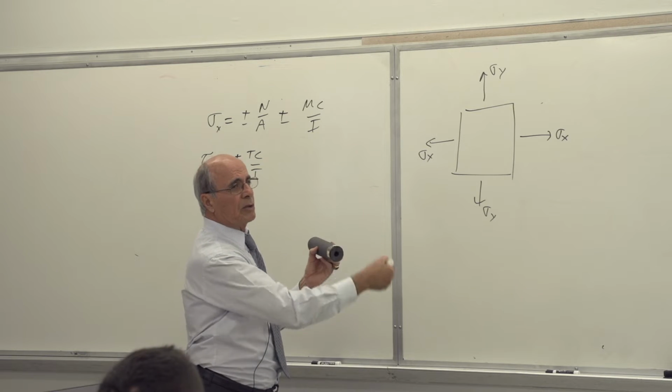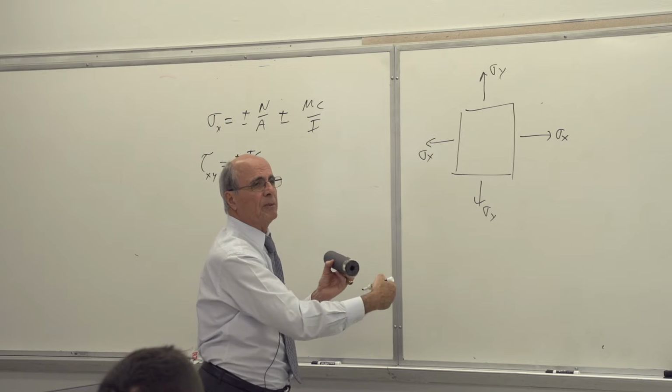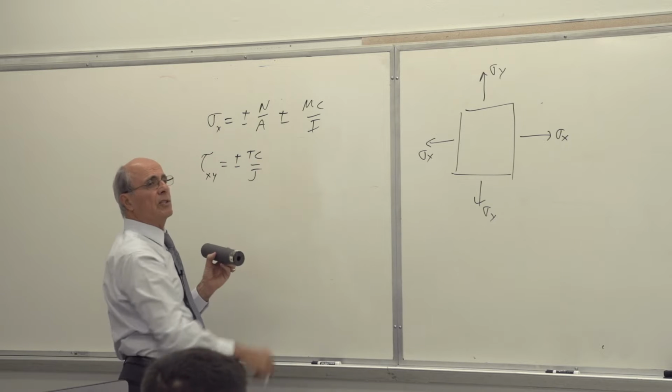The stress either goes that way, depends which way you are. If the torque goes this way, the stress goes up. If the torque goes this way, the stress is going down. That's Tc over J, yes or no?